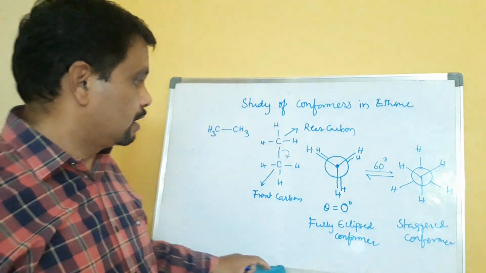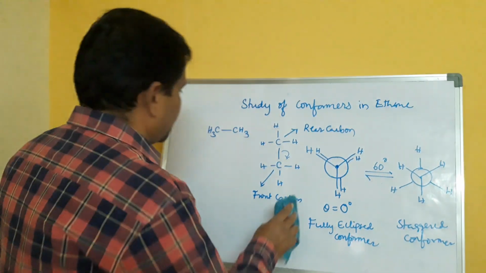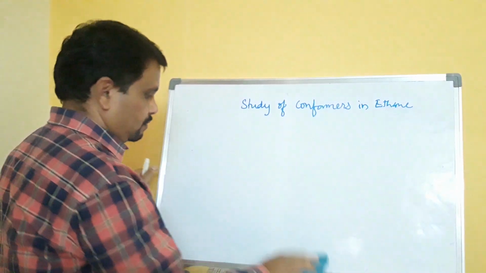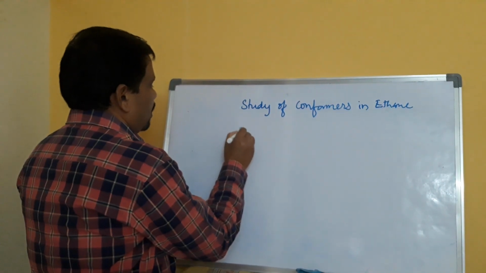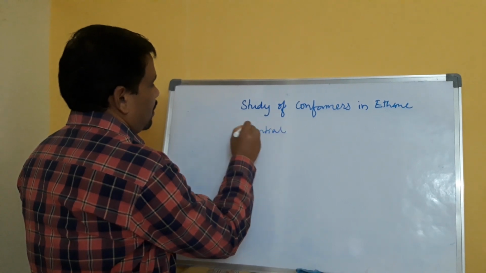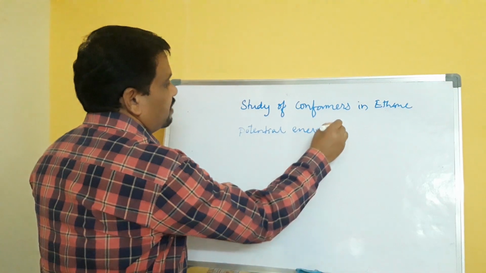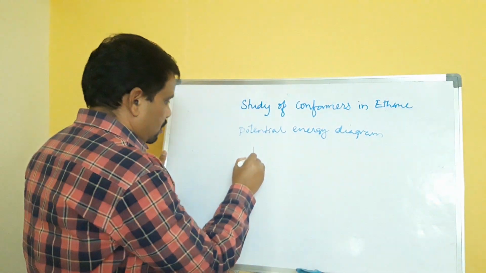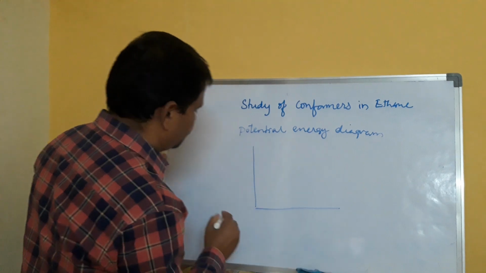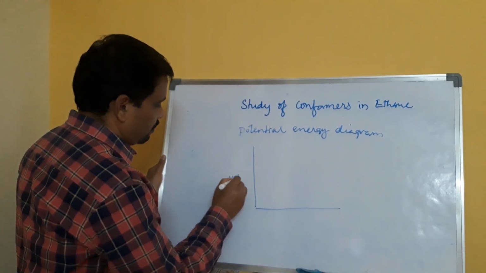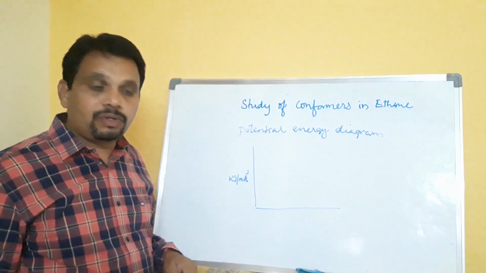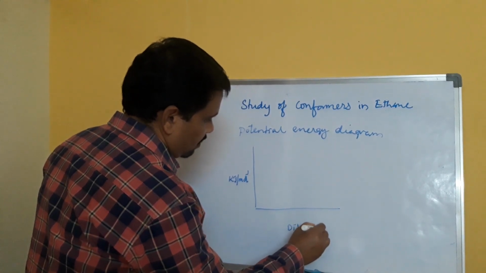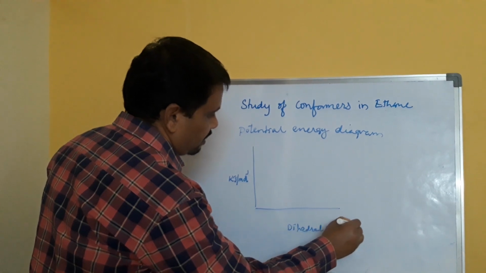I am going to draw the potential energy diagram for this. Potential energy diagram for ethane. Potential energy diagram. So on the y-axis you can take energy, okay, in kilojoules per mole. On the x-axis, dihedral angle, nothing but theta. Okay.